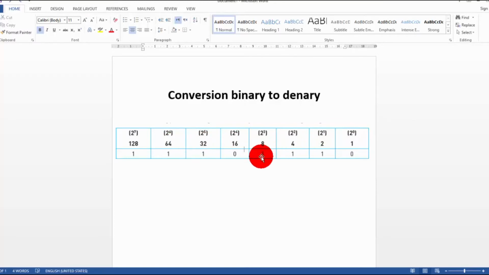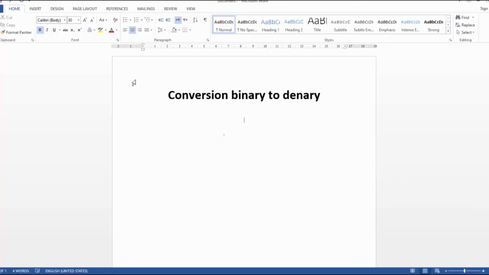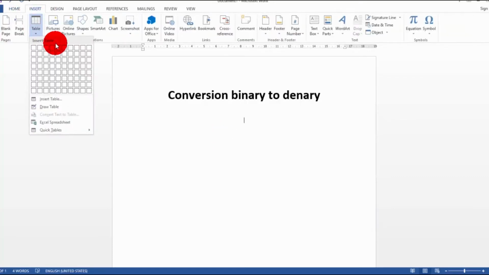If there are 4 bits, then you will just place 1 2 4 8. If there are 5 bits, just place 1 2 4 8 16. If there are 6 bits, then place up to 32. If there are 7 bits, then place up to 64. And if there are 8 bits, then you have to place all of these numbers on these bits. I hope you understood this point. Okay, now let's suppose I draw the table first.